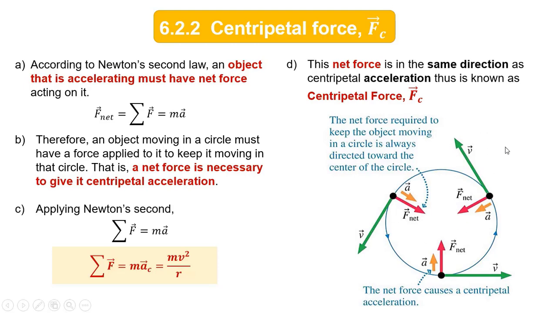Let's consider this triangle. The net force required to keep the object moving in a circle is always directed toward the center of the circle. And the net force causes a centripetal acceleration. So the direction of centripetal acceleration and centripetal force is the same. Both are directed towards the center of the circle.